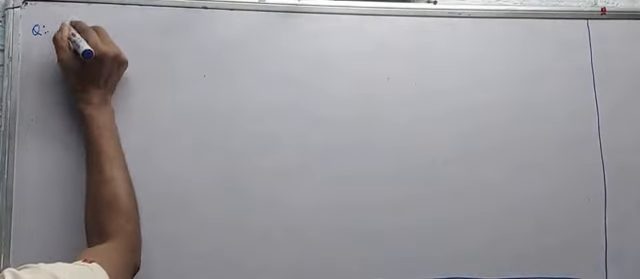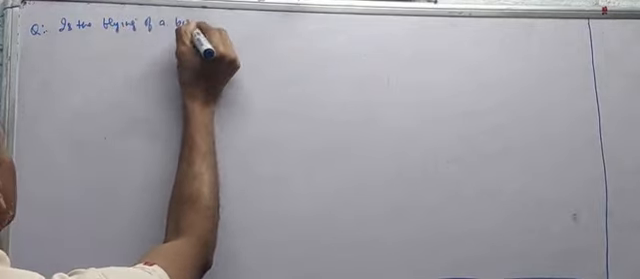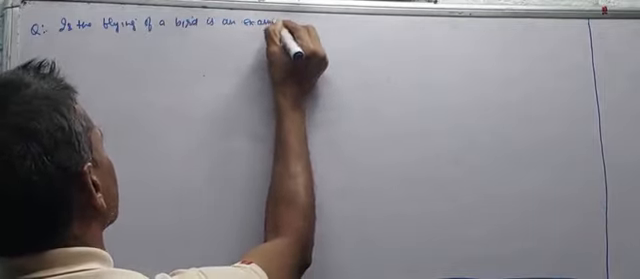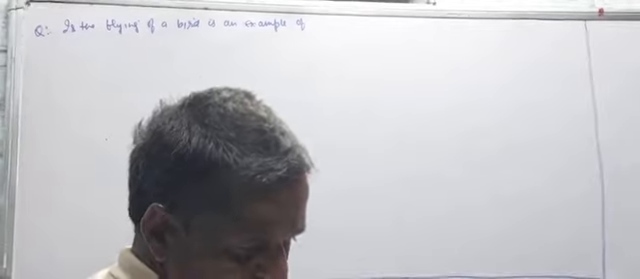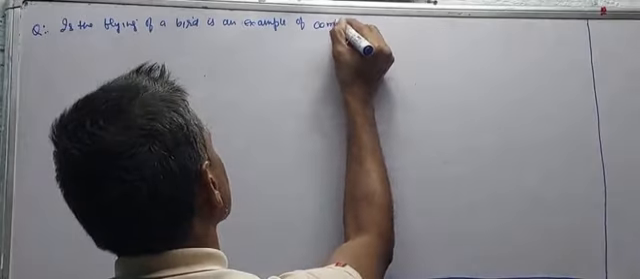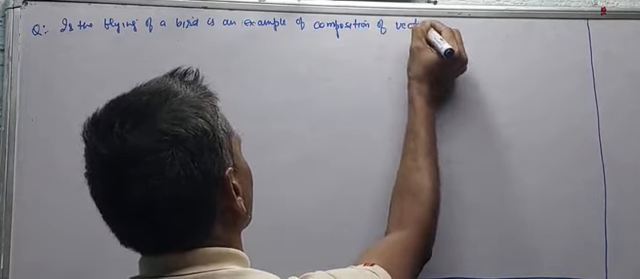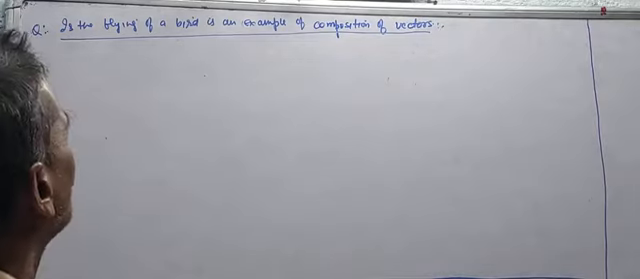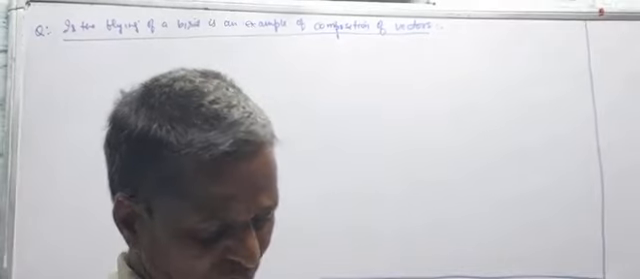Question: Is the flying of a bird an example of composition of vectors? चिड़िया का उड़ना क्या वेक्टर एडिशन का रूल फॉलो करता है?